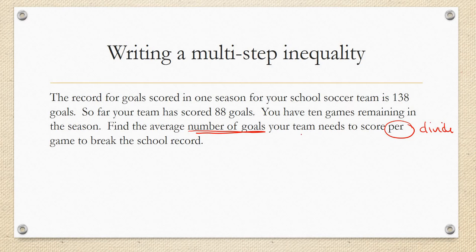This score per game is how many goals per game. Remember, that's our division, goals per game. In order to find the number of goals, which is my objective, I want to get goals over here. If I have goals per game, I have to multiply by the number of games. I know how many games: 10 games. So my goals per game is going to be my x. I'm going to multiply that by the 10 games that I have.